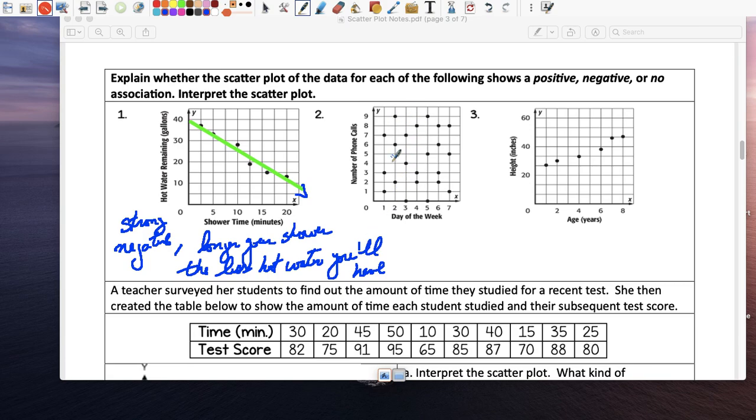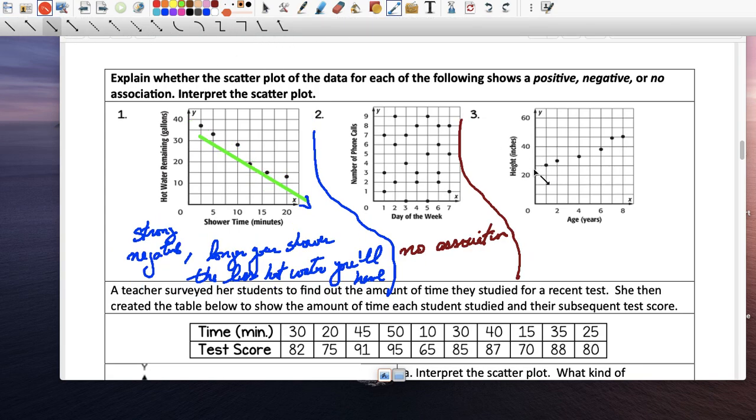This one, there's no association. So for the second one, number 2, I'll change colors. So it's no association. And we can stop right there. Right? There's really no relationship here.